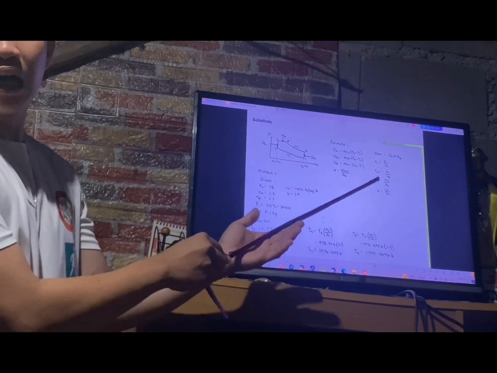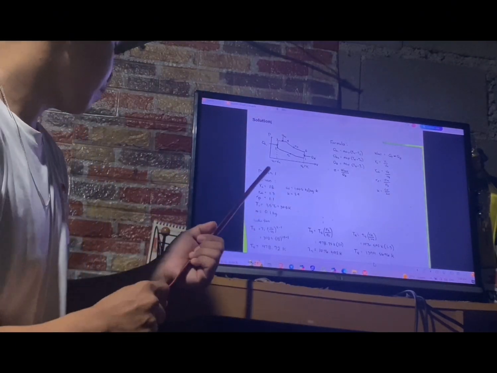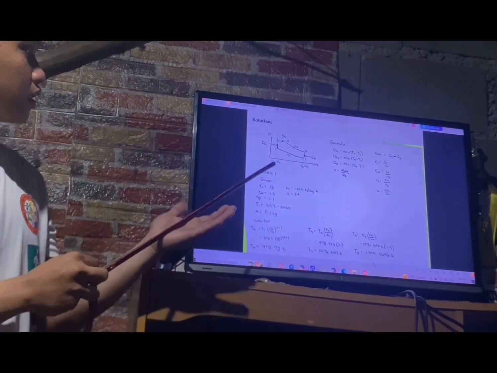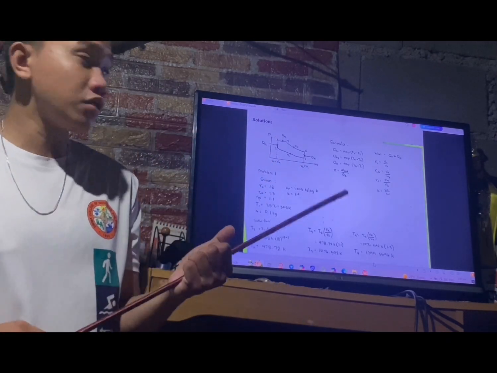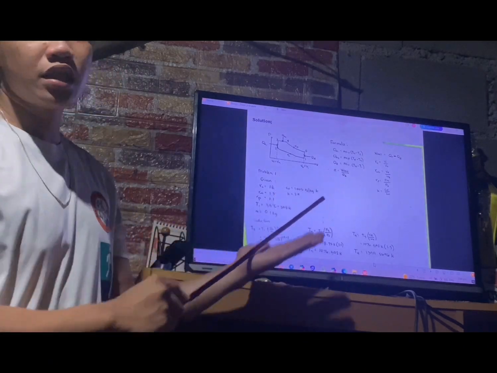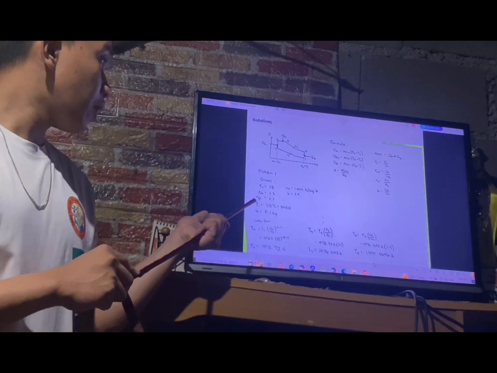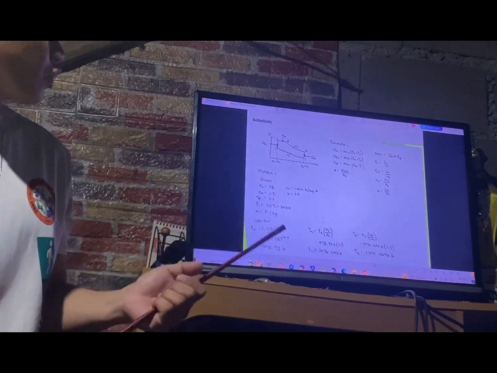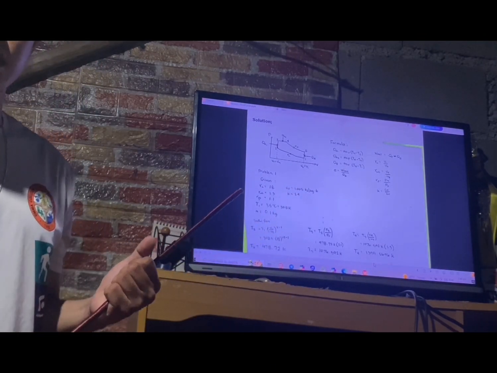Here is the formula for solving the dual cycle. For the first required, which is the heat addition at constant volume, QA1 is equal to m Cv times (T3 minus T2). But we only know that the given value of temperature is only the temperature T1. How do we solve the QA1?